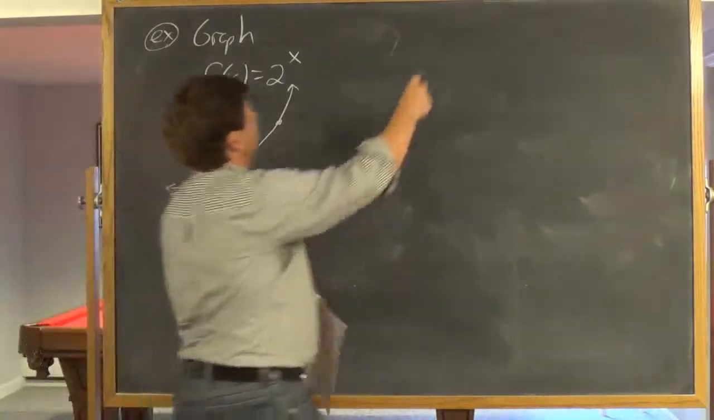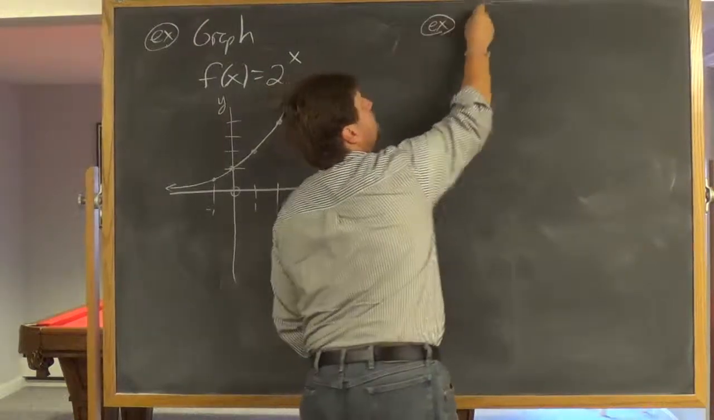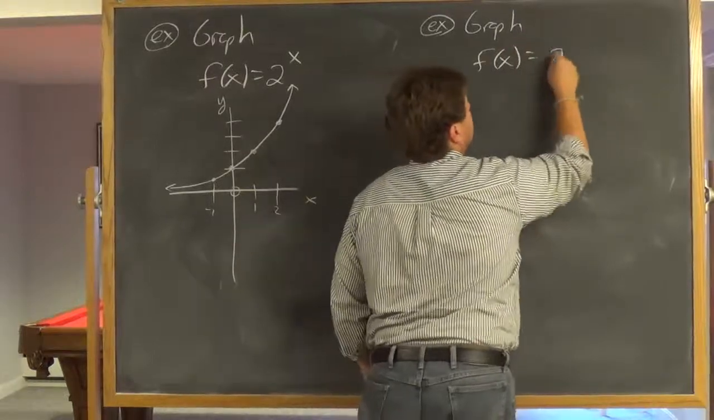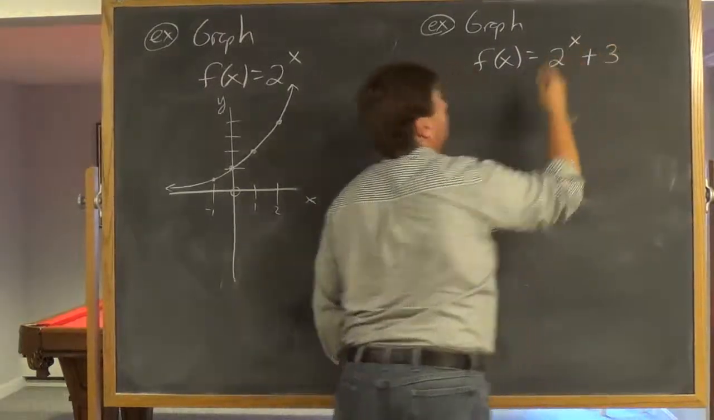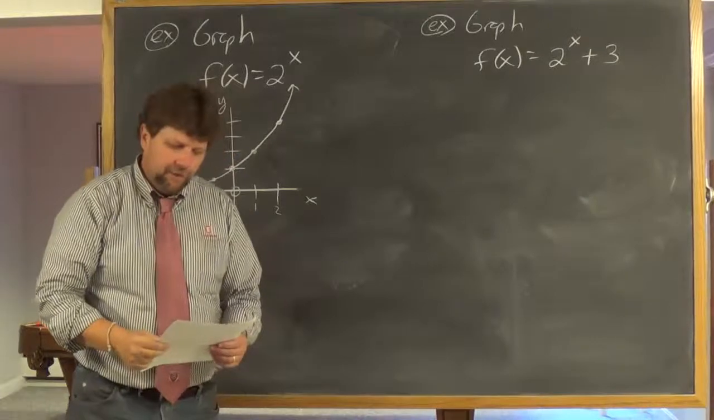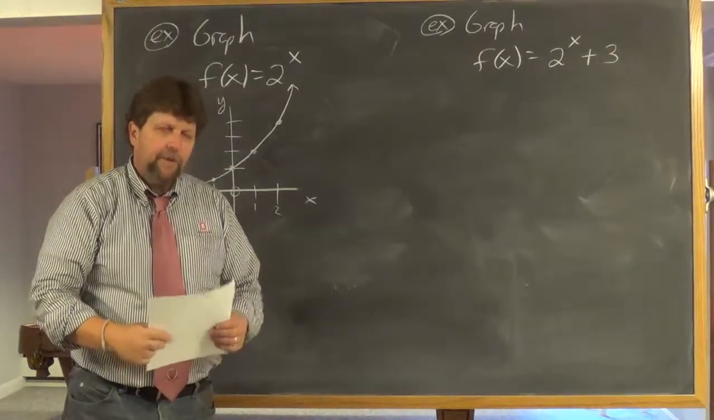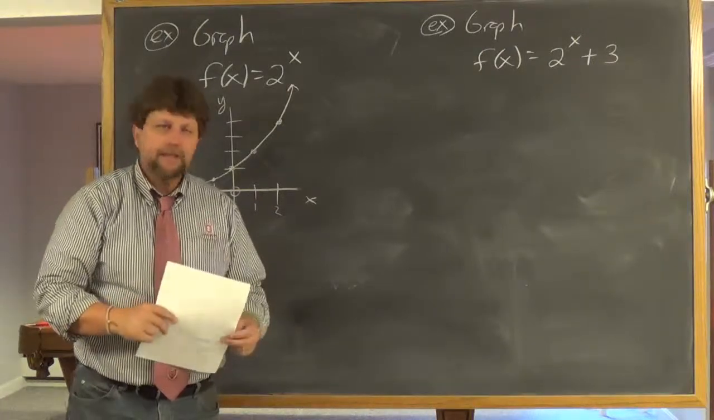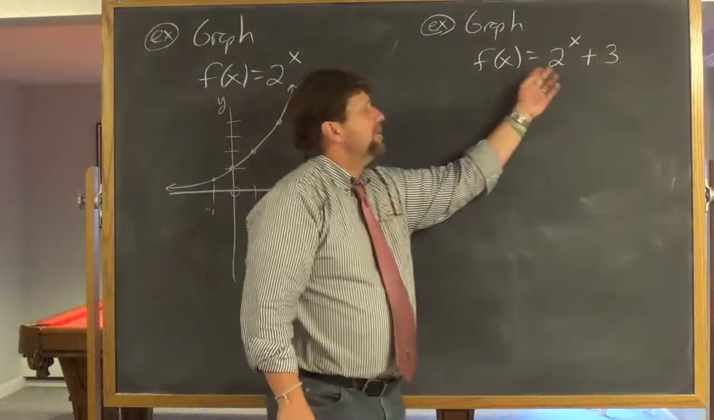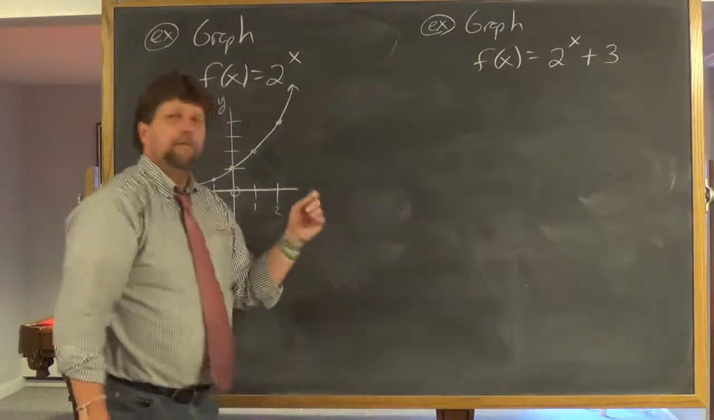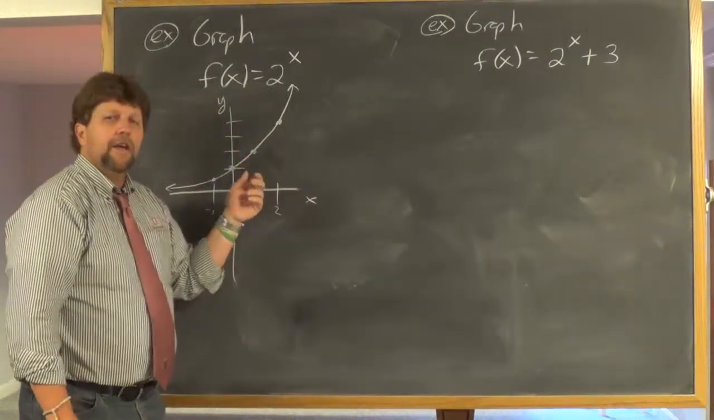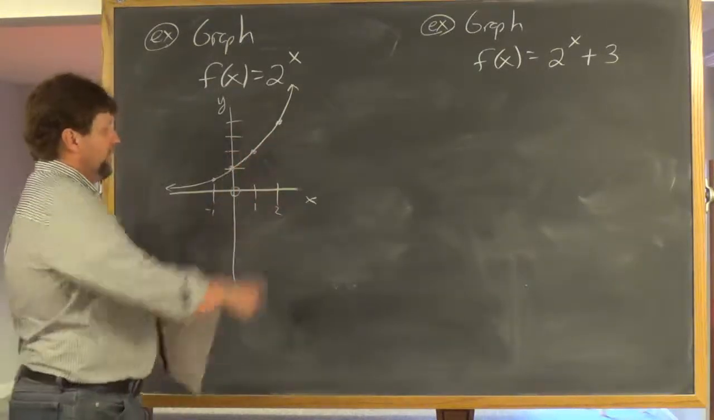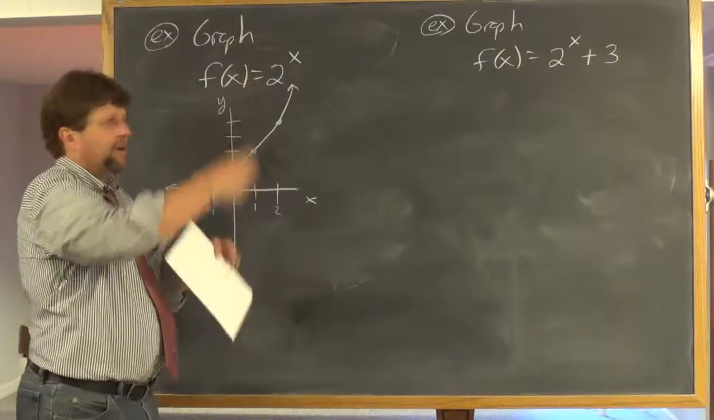So now what if you were asked to graph the function 2 to the x plus 3. Think about stuff you've already learned about translations. I know it was on the last test. To graph the function 2 to the x plus 3, that's nothing more than the graph of 2 to the x shifted vertically up 3 units. So all I have to do is take this graph and shift it up 3 units.